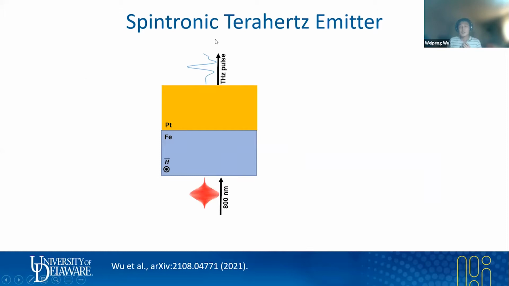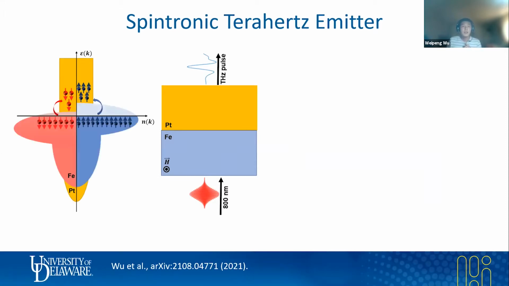How does this process happen? Let's break it down into details. Here, I'm showing a schematic band structure of iron platinum bilayer structure. As you can see, near the Fermi level of the iron layer, there is an uneven number of spin up and spin down electrons. And when we shine the femtosecond laser pulses on this structure, more spin up electrons are excited than the spin down electrons.